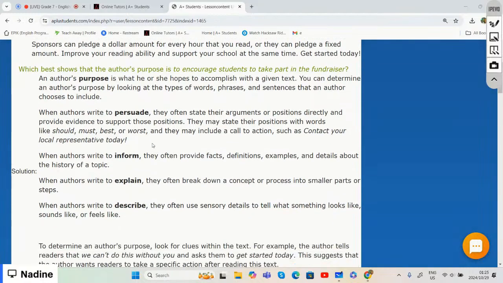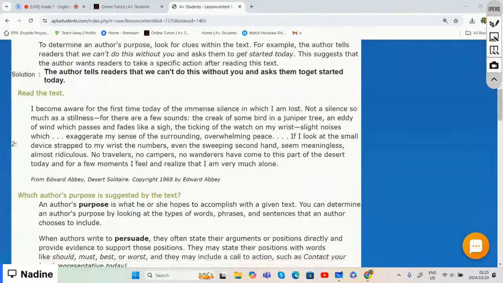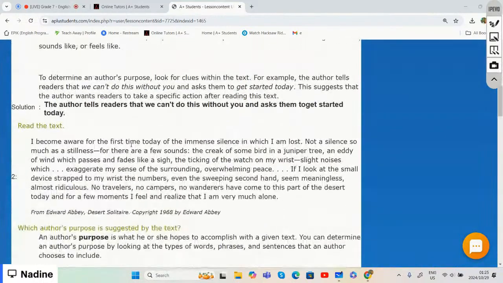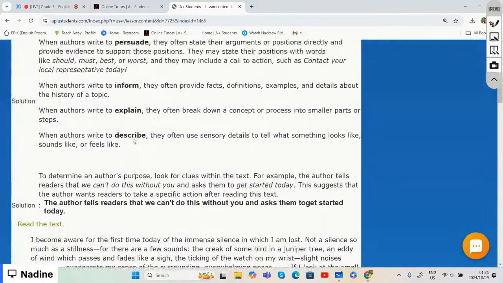So now if we look at that, right? We need to say what the author is trying to do. Is the author trying to inform us about something? Is the author trying to explain something? Or is the author trying to describe or persuade us into doing something?